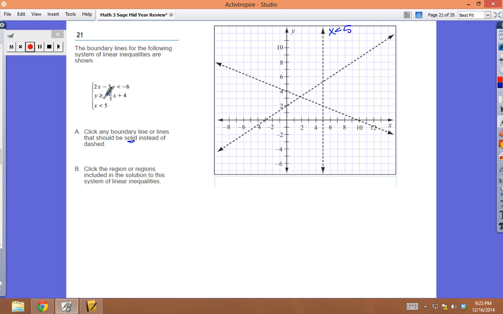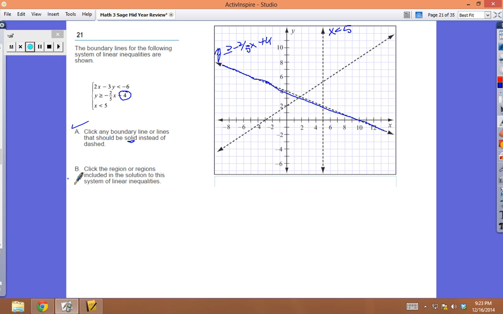So that one's easy. This one has a y-intercept of 4. So that's this guy right here. So this is y is greater than or equal to a negative 2/5 x. And this is the one that should be solid. So this boundary line should not be dotted. It should be solid all the way through.